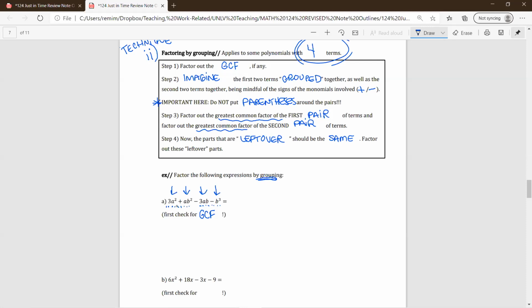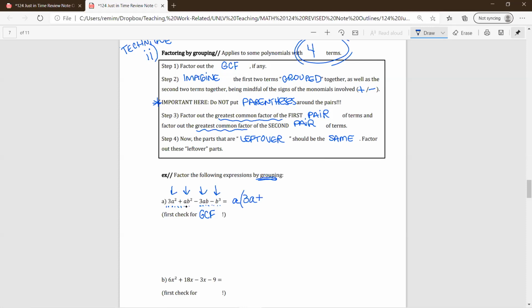So let's look at the first pair of terms, 3a squared and ab squared. And you ask yourself, do those 2 have anything in common? Well, I see that they both have an a in common. So I'm going to write a. And just like on page 6, I'm going to factor out that GCF and I put parentheses. And then I look at this first term, 3a squared. If I pull an a out of that, what's left? We will be left with a 3a. And then the sign next to it is plus.